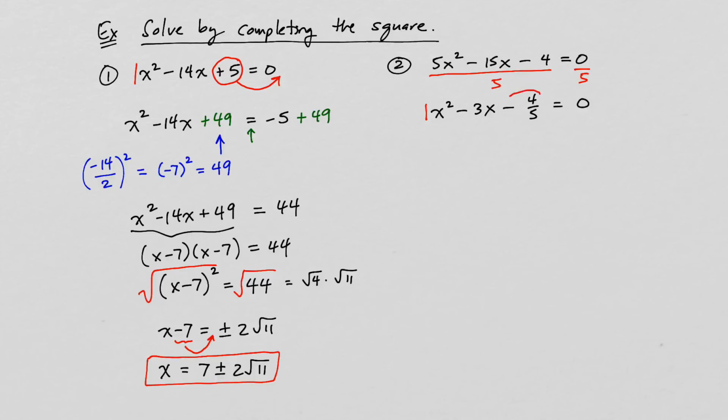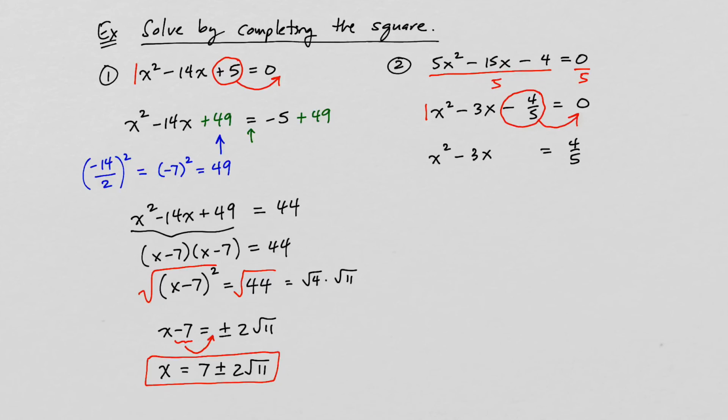So the next step is take the number that exists here and move it over to the other side. This gives us x squared minus 3x is equal to positive 4/5. So we're adding 4/5 to both sides.